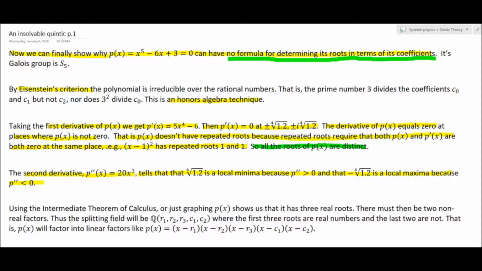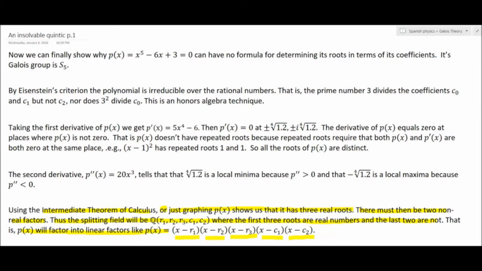Using first semester calculus, we're going to use a first and second derivative test to continue learning about the roots of this polynomial. Finding where the first derivative is 0 gives us those results highlighted in yellow. And using the second derivative test, we continue to learn about the graph or structure of this polynomial. Again, using the intermediate value theorem of calculus, we're just plain graphing. And combining everything that's on this page, we see that this polynomial has 3 real roots. So that means that there's 2 complex roots out there.